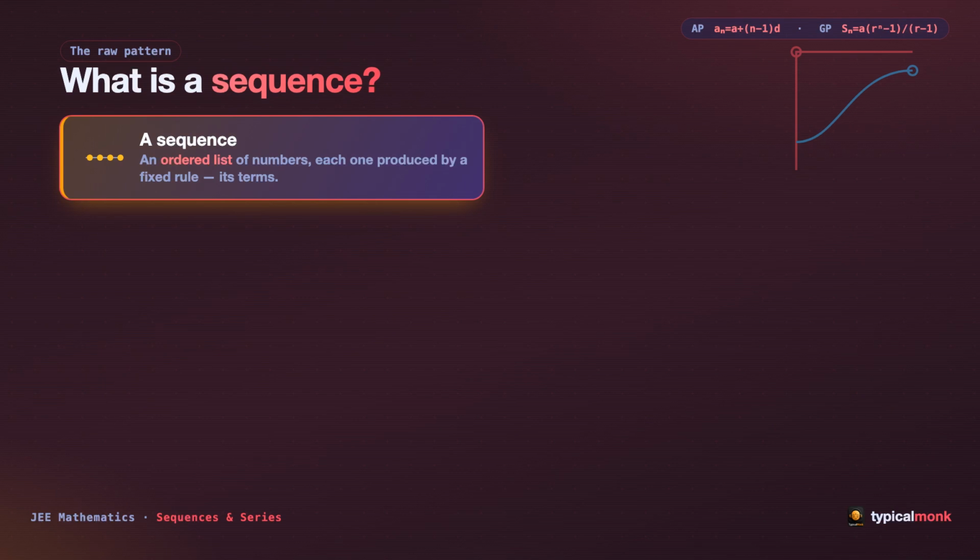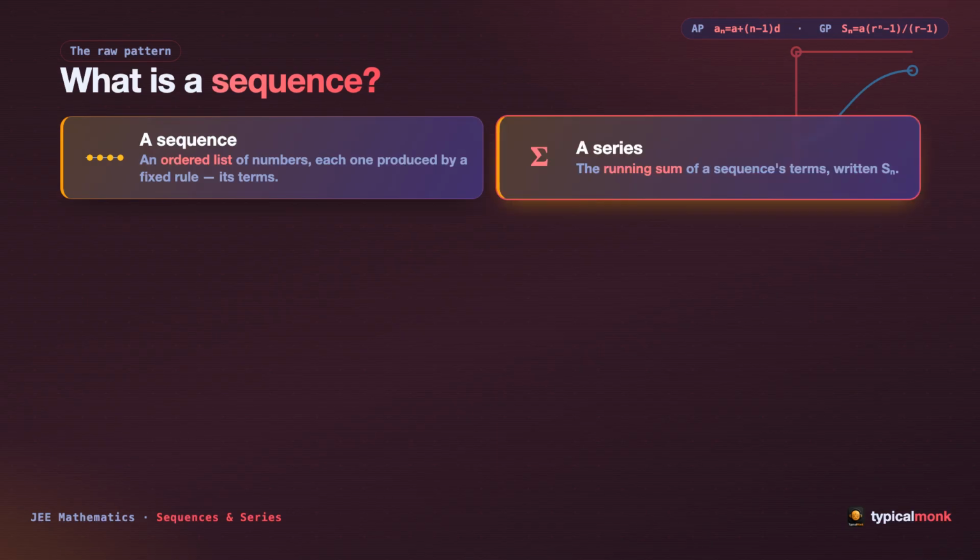A sequence is simply an ordered list of numbers, each one produced by a fixed rule, and every number in that list is called a term. David used to think a sequence was just a list someone wrote down at random. It never is. There is always a rule sitting behind it. A series is what you get when you add the terms of a sequence together, and we write that running sum as Sn. Same numbers, one is the list, the other is the total.